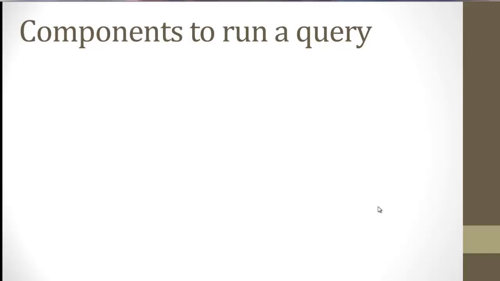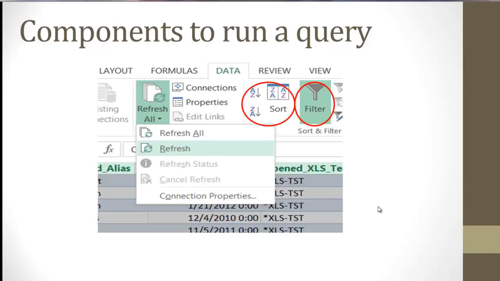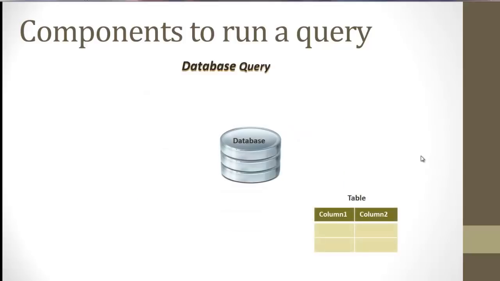What components do we need to run a query? If you have data in an Excel file, you don't need a whole lot actually. You'll probably be using sort and filter and several other features available to filter out the data and generate the results that you need. If you have a database query, you will need a database, at least one table, and a user ID and password to actually access the table in the database. Similar to our email accounts that are protected using a user ID and password, databases also have user IDs and passwords.